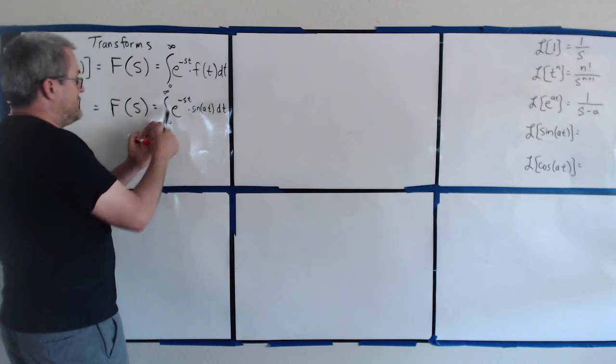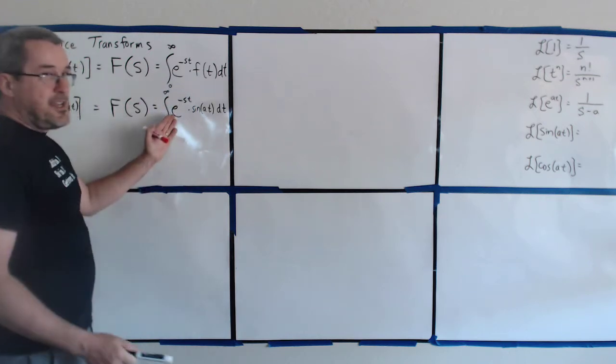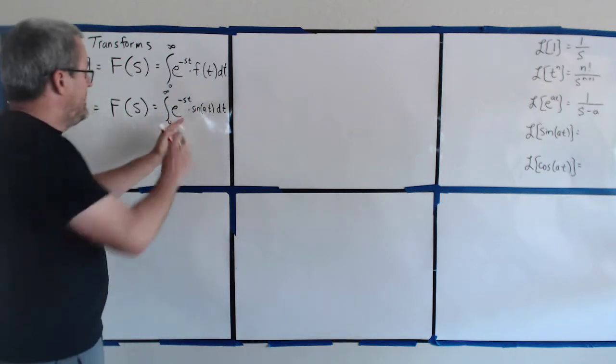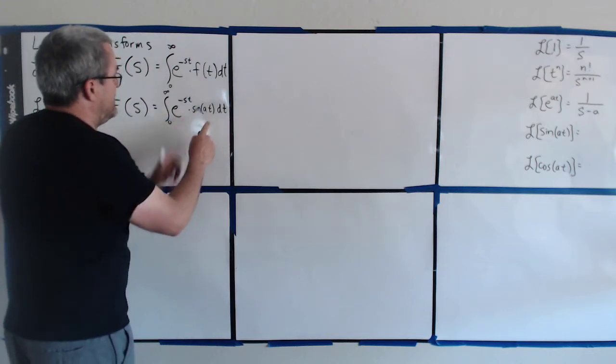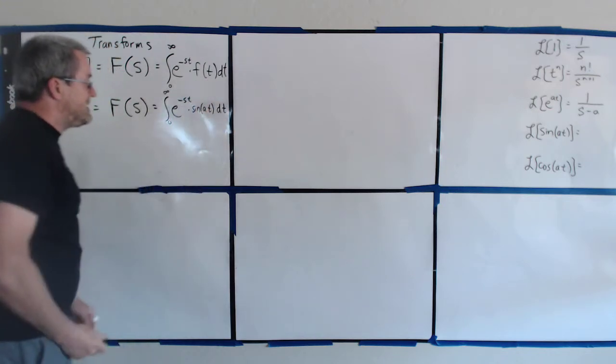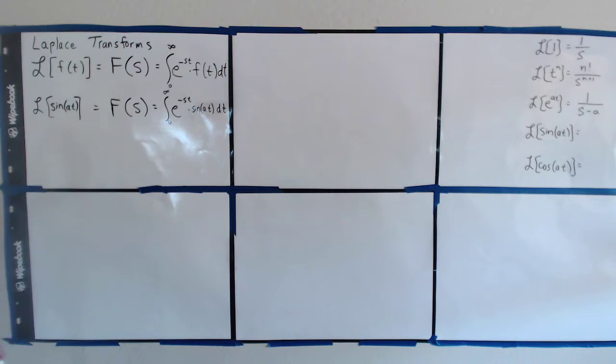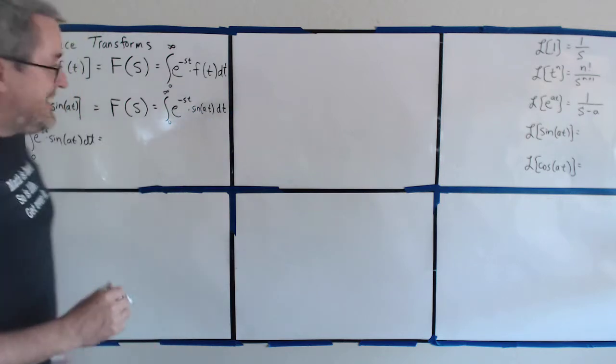It's always the integral from 0 to infinity of e to the negative st. Thank you, Laplace. Times the function that you want to transform, f of t, in this case is sine of a times t. Now to do that, let me just put it over here. The integral of e to the minus st times the sine of a times t dt from 0 to infinity is what we're going to work on. And as you'll see, this integral is a little bit messy.